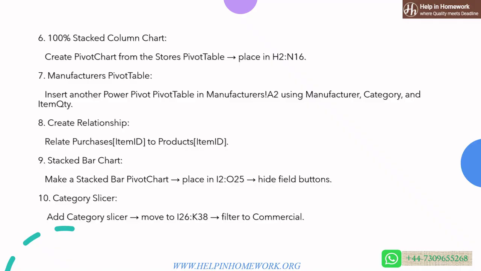8. Create relationship. Relate purchases ItemID to products ItemID. 9. Stacked bar chart. Make a stacked bar pivot chart. Place in I2:O25. Hide field buttons. 10. Category slicer. Add a category slicer. Move to I26:K38 and filter to commercial.